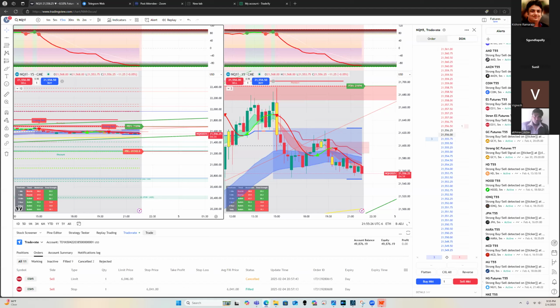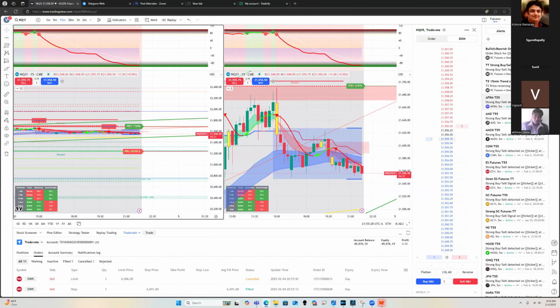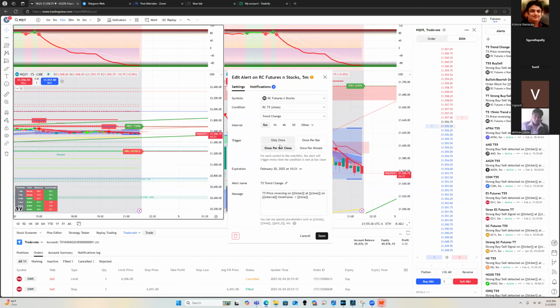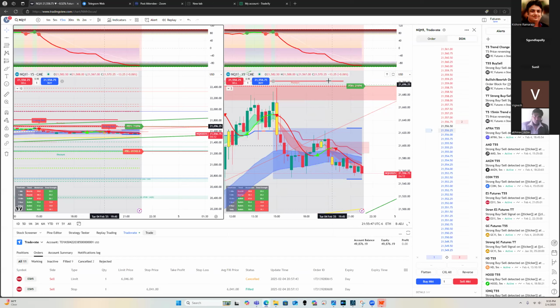I have it, Kishore. If you scroll up and select the first one on top, T5 trend change, go to the settings. Here I have selected this for the entire symbol list, RC future and stock. So ES and everything is in that watch list, and it applies to the entire watch list. For each watch list I can have only five such setups, so I have five of them set up.